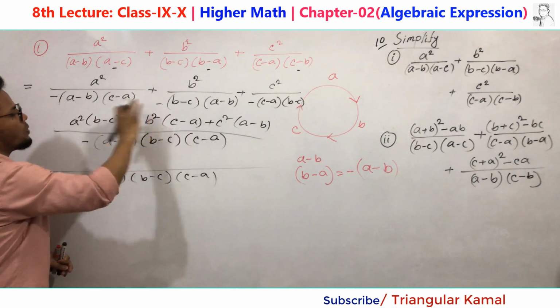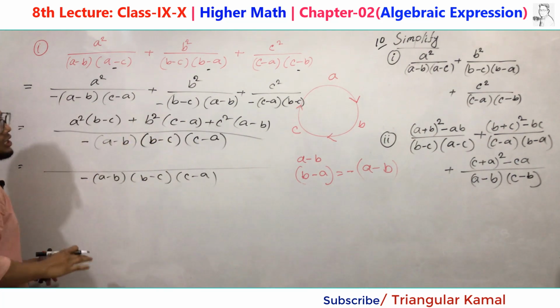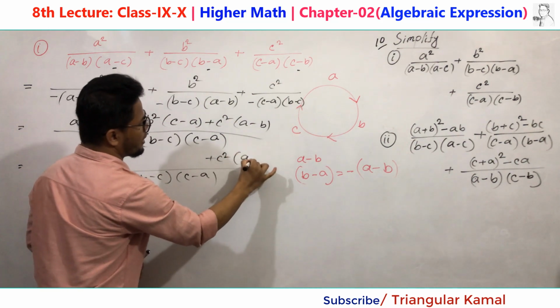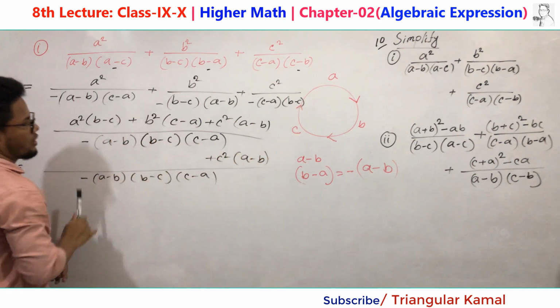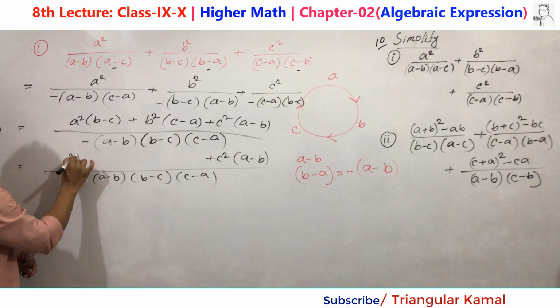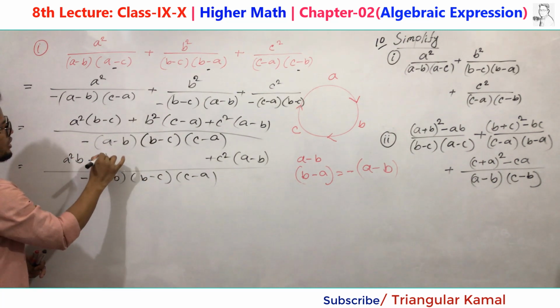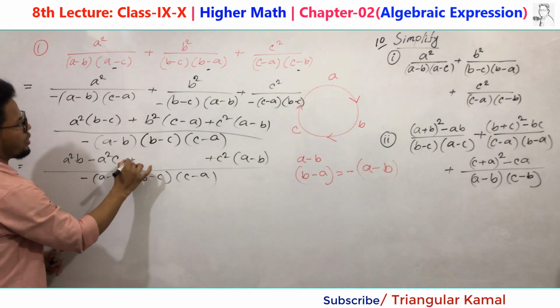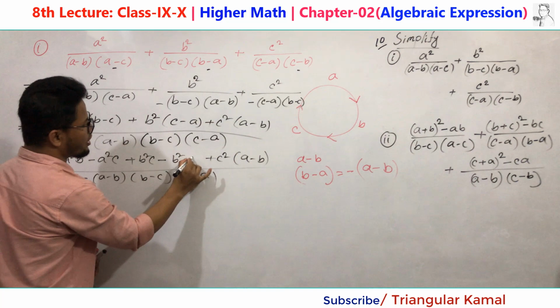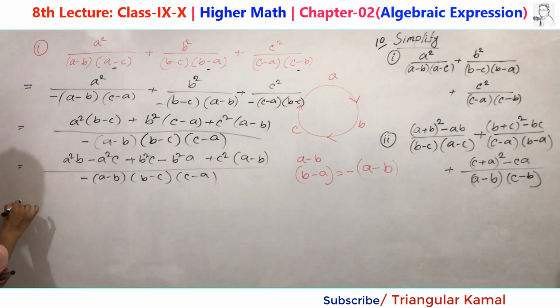Then the other two parts we will multiply to find the simple calculation. Take here c square (a minus b) as fixed. Now do the simple calculation for the two parts: a square b minus a square c plus b square c minus b square a.